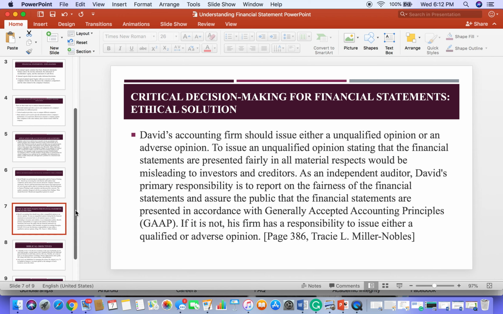As an independent auditor, David's primary responsibility is to report on the fairness of the financial statements and assure the public that the financial statements are presented in accordance with generally accepted accounting principles, the GAAP. If they are not, his firm has a responsibility to issue either a qualified or adverse opinion. And this came from page 386.